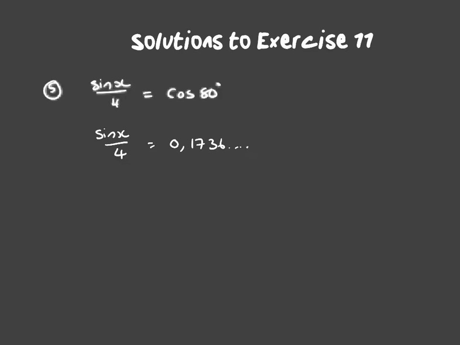Okay, now we want to get sine x alone. But there's a divide by 4. How do you get rid of the sneaky rascal there? You times by 4 on both sides. So just that answer times by 4, and that then is equal to 0.694597. Okay. We now want to use all those decimals.